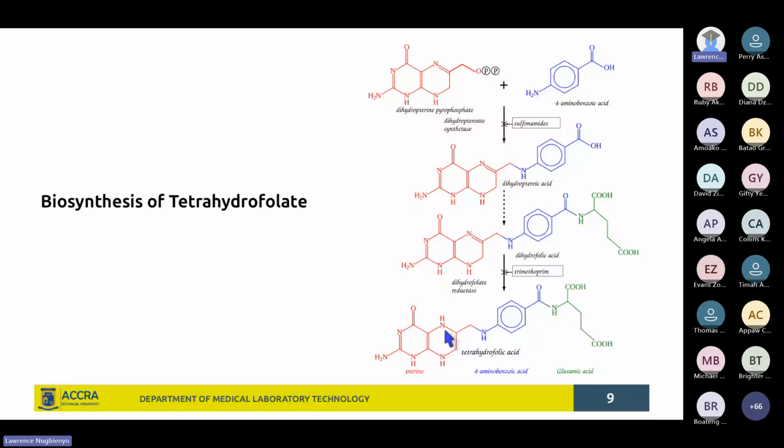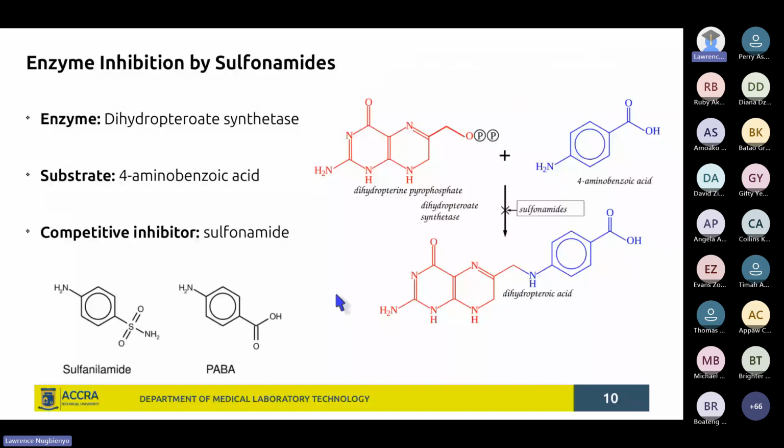All right, so now let's zoom in on those reactions. That first reaction there and that third reaction there, where you have these antibiotics acting. Now, what it means is that sulfonamides are inhibiting dihydropteroate synthase. So the enzyme which is being inhibited is dihydropteroate synthase. The substrate, upon which you have these sulfonamides designed, is 4-aminobenzoic acid.